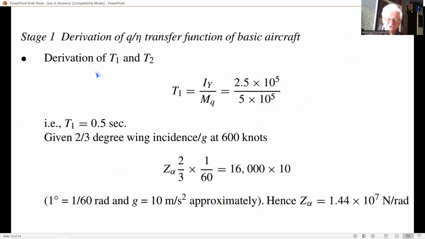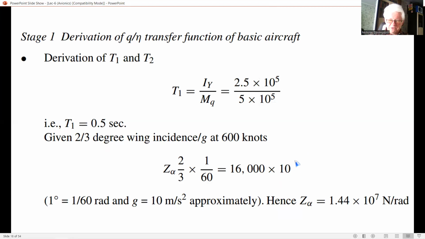In this case, for the derivation of T1 and T2, you may see this equation here. As you know, T1 equals half a second. And given 2 over 3 degrees beam incidence at 600 kilonewtons, as you see in the next equation, for Z alpha it gets us 16,000 newtons per radian.